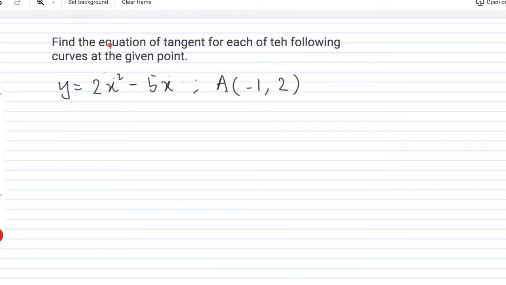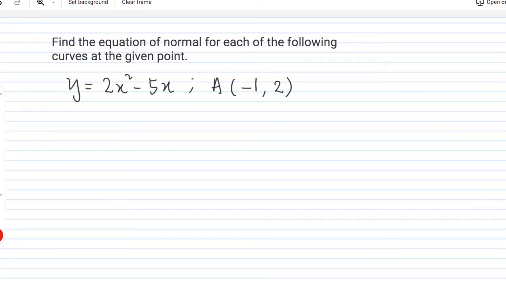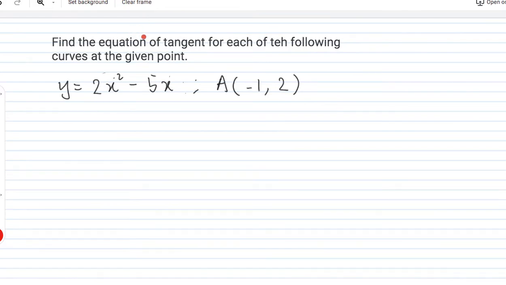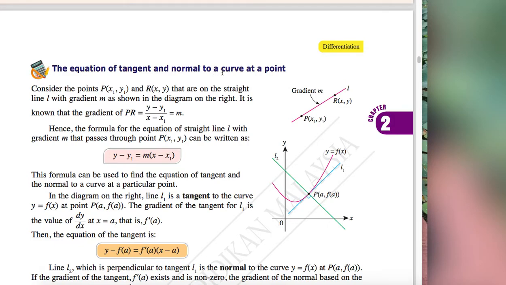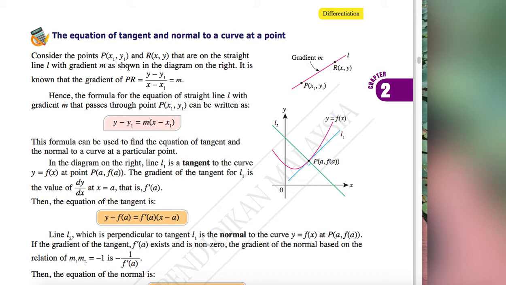Okay, next. The question asks you to find the equation of the tangent. Okay, this is the next part. The equation of the tangent and normal to the curve at this point. Consider this is point P and R.